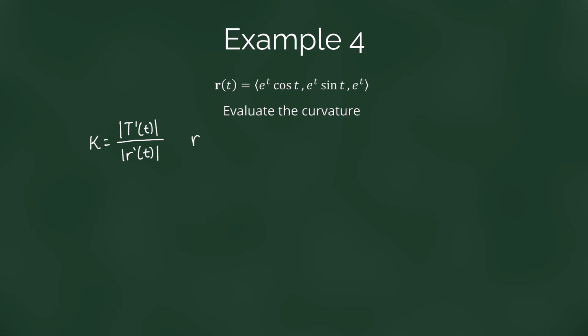So we'll start off with r prime of t. We have to use the product rule for this. So we're going to get e to the t times cosine t, minus e to the t sine of t as the derivative of the x component. And then we're going to get e to the t sine of t plus e to the t cosine of t as the derivative of the y component, and e to the t as the derivative of the z component.